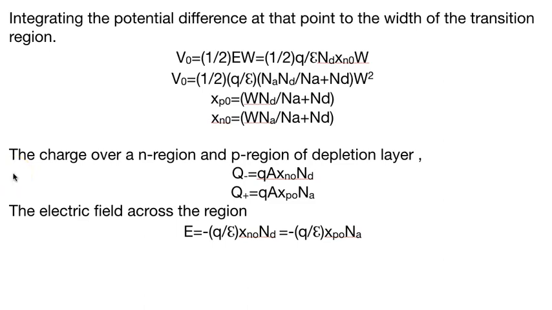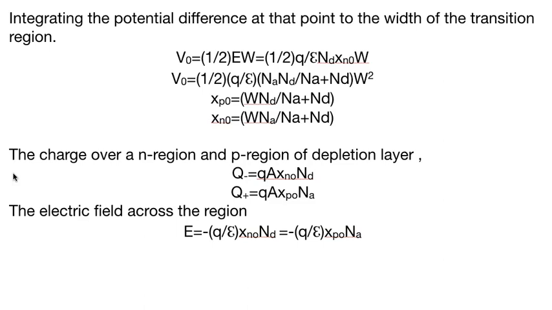V naught is 1 by 2 q by epsilon Na Nd over Na plus Nd into W square. xp0 and xn0 are the total length on the P side and the total length on the N side of the depletion region, which combine to form the width.